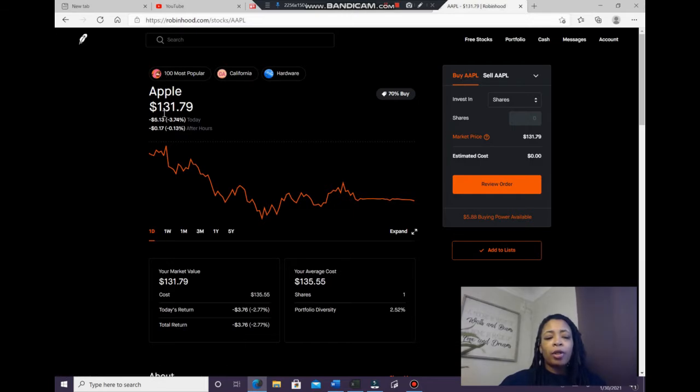Apple currently is trading for $131.79. That means for one share, which is a part ownership in the company, you'll pay $131.79 if you were to buy it right now and if the market was open. Right here shows that Apple during the regular market hours was down $5.13 or 3.74%. Not a big deal for a big company like this.